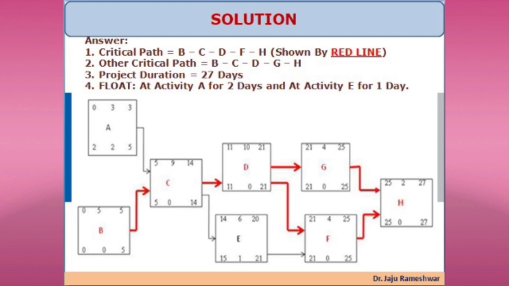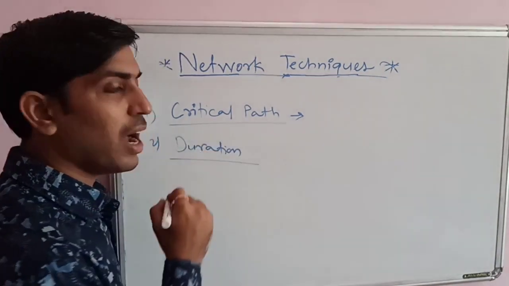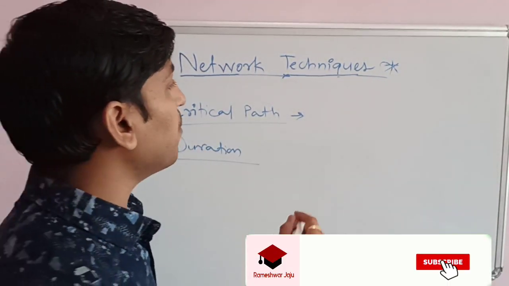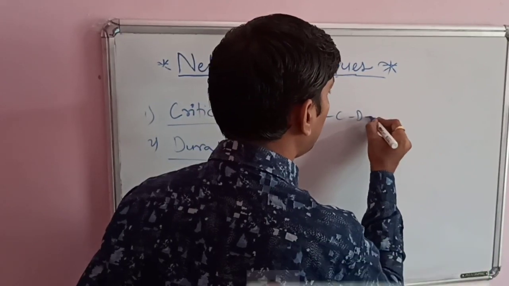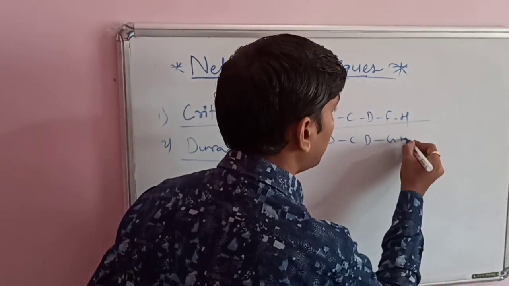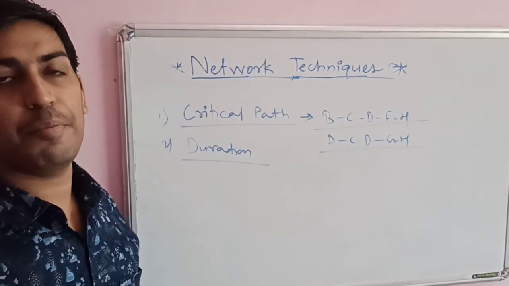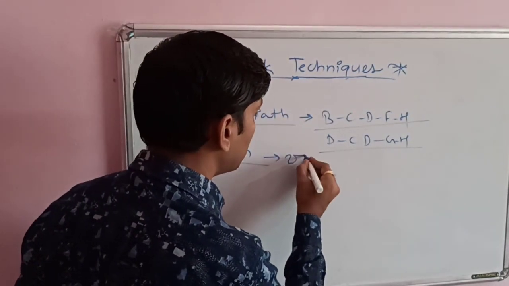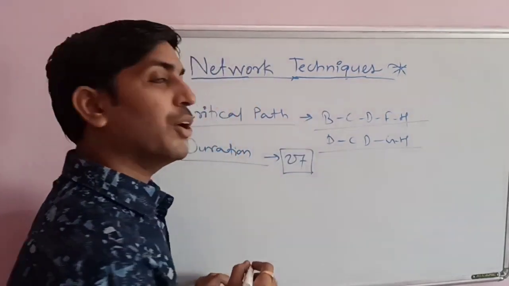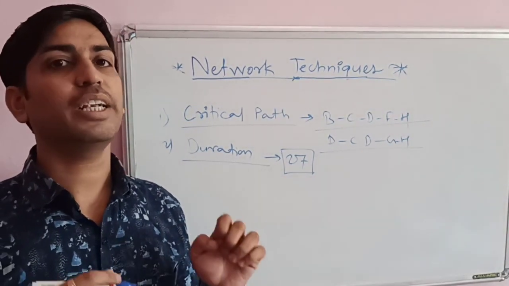Again the late finish is at 27. So from that we could say the critical path is B, C, D, F, H or B, C, D, G, H, and it requires a project duration of 27 days. So both these paths act as critical paths for the given problem, and the project duration required to complete the project network is 27 days.